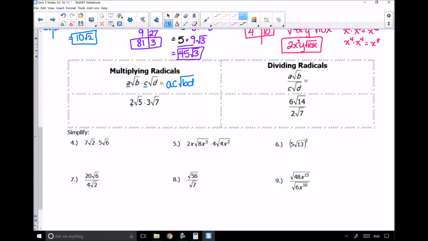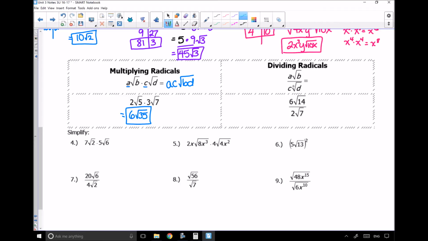So for example, right here, I've got 2 times 3. These are my coefficients, so I get 6. And then root 5 times root 7 is going to be root 35. And then I would simplify if this is possible, but 35 is not divisible by any perfect squares, so this is my final answer. Okay?